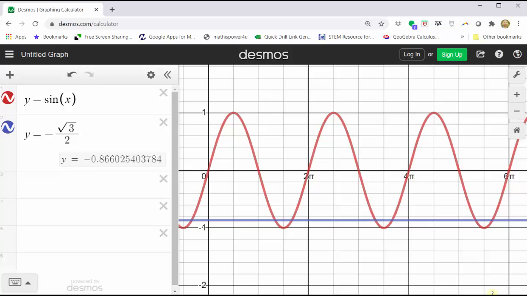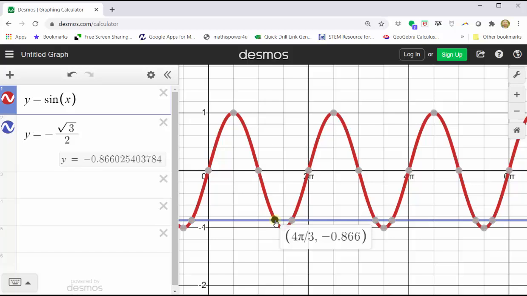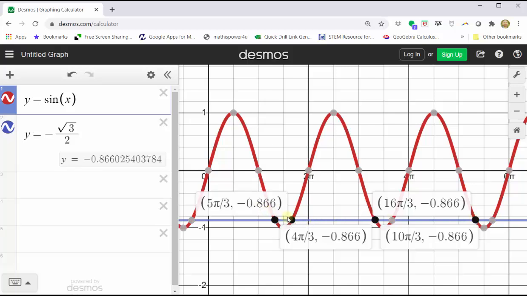Next, the first angle we found in the third quadrant was 4/3 pi radians, represented by this point here. And if we add 2 pi radians to 4/3 pi radians, we would get 10/3 pi radians. If we add another 2 pi radians, we would get 16/3 pi radians. The angle we found in the fourth quadrant was 5/3 pi radians, represented by this point here. If we add 2 pi radians, we get 11/3 pi radians. And if we add 2 pi again, we get 17/3 pi radians.